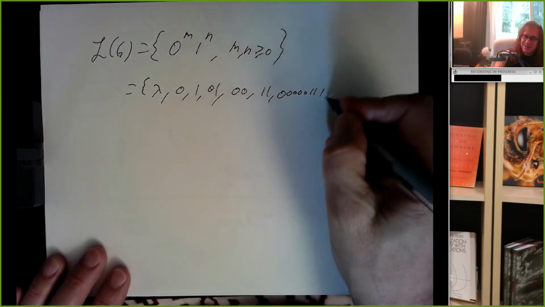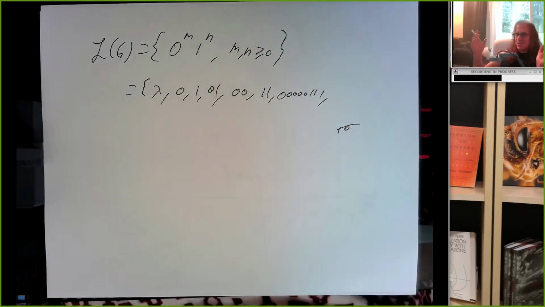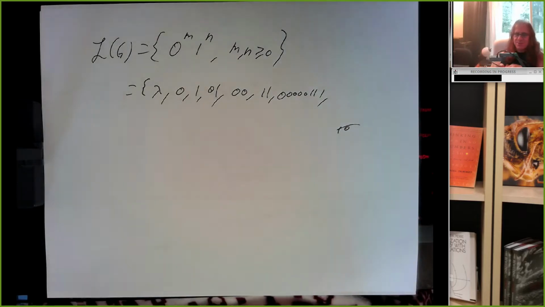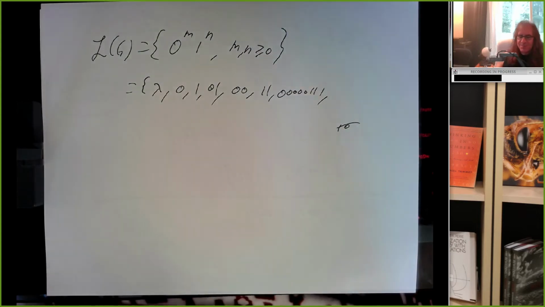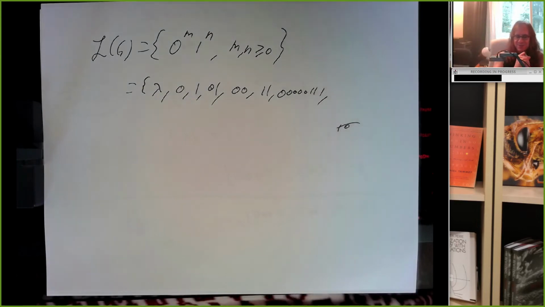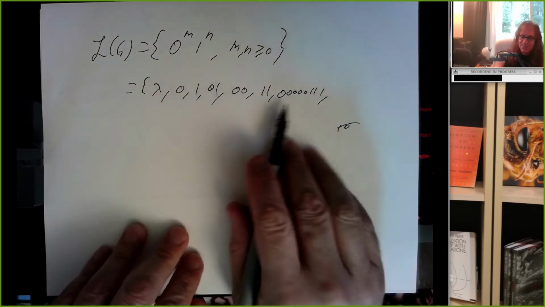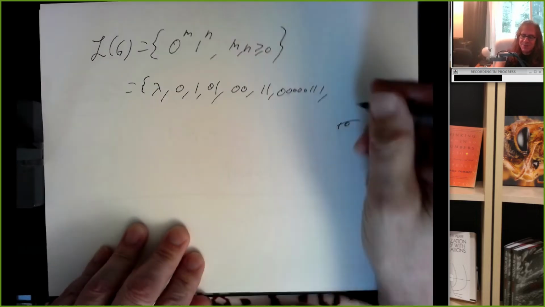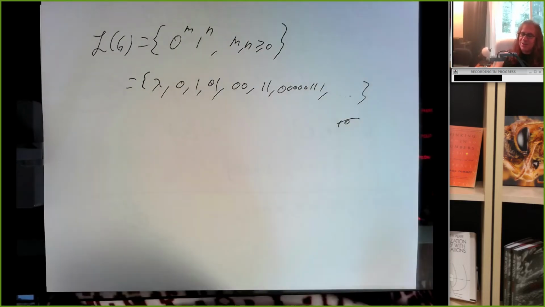So this is capturing the idea of a bunch of zeros followed by a different bunch of ones. And they don't have to be the same size bunches because we've got M and N. And those bunches could be 0, as in none of those symbols. But it's a bunch of zeros followed by a bunch of ones. So it's a pretty big language.